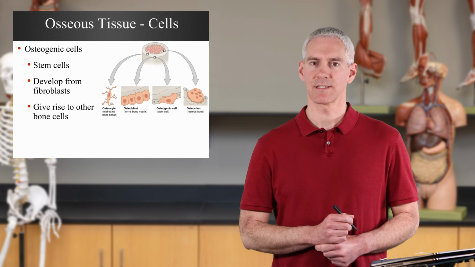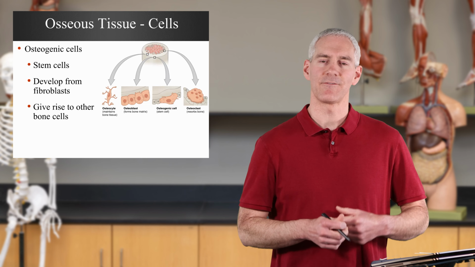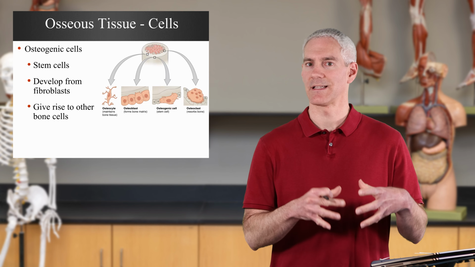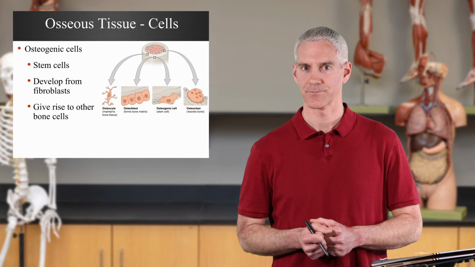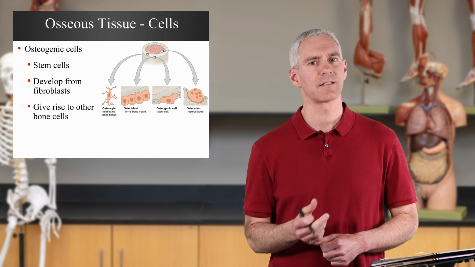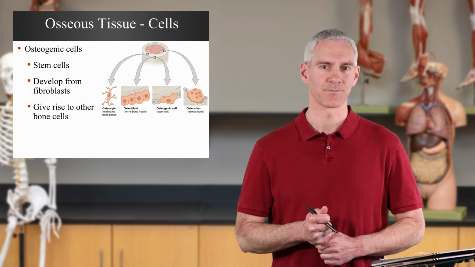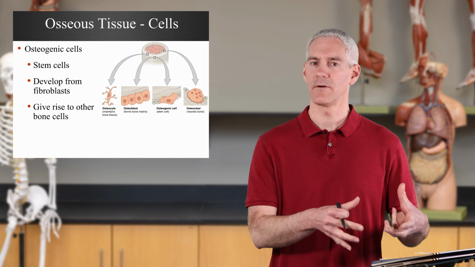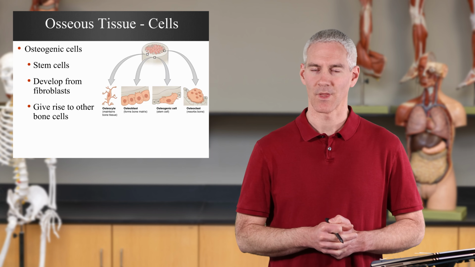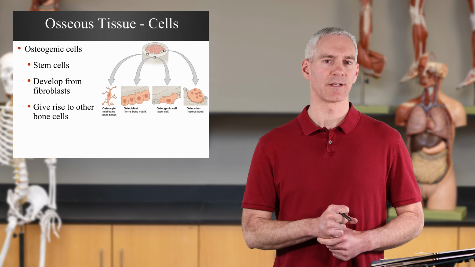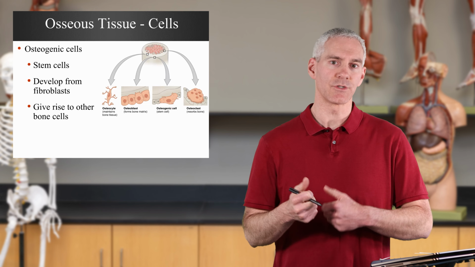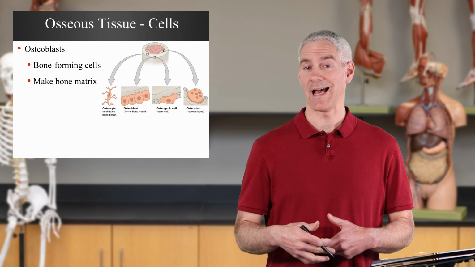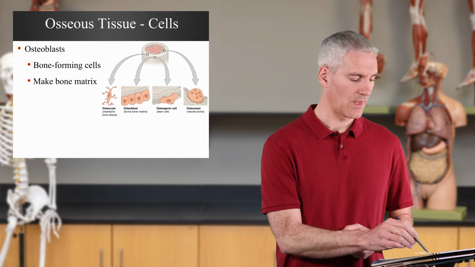These osteogenic cells originally are coming from the fibroblast cells. So fibroblast, remember that's the generic cell that starts all connective tissue. So if you're not sure about what fibroblasts are, head back to the histology lectures. But the osteogenic stem cell arises from the fibroblasts of the basic embryonic tissue. Now, this osteogenic stem cell can give rise to future cells in the osseous tissue. It can give rise to the osteoblast cells, for example.